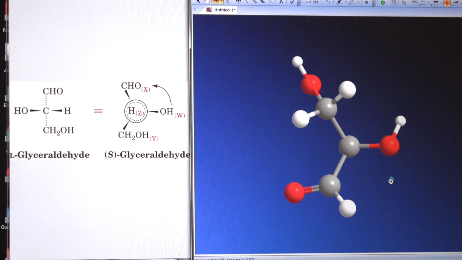So this is W, X, Y, and since that's going this direction right here, clockwise, we know that that is in the other configuration, and so that's in the R configuration, or we would call that D-glyceraldehyde. And so when we look at these, this is the way to do this, so be able to work your way around this. So let's do this now with a generic amino acid where we're just using R for R group.